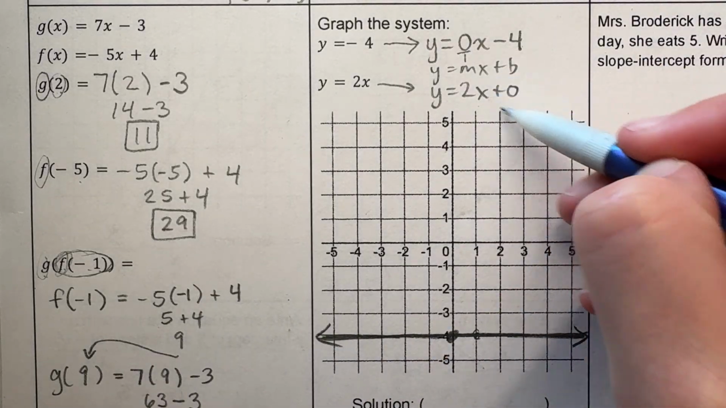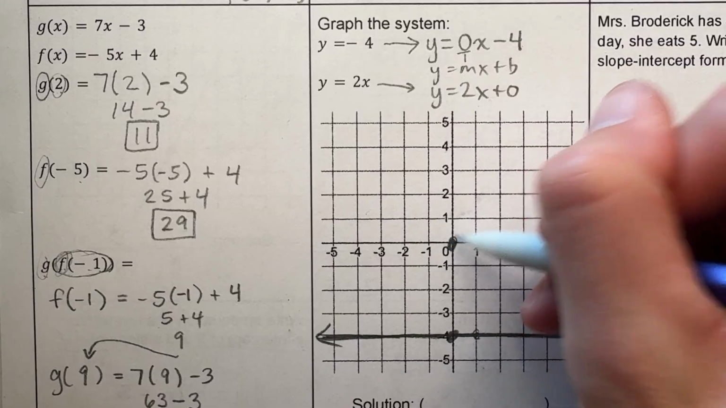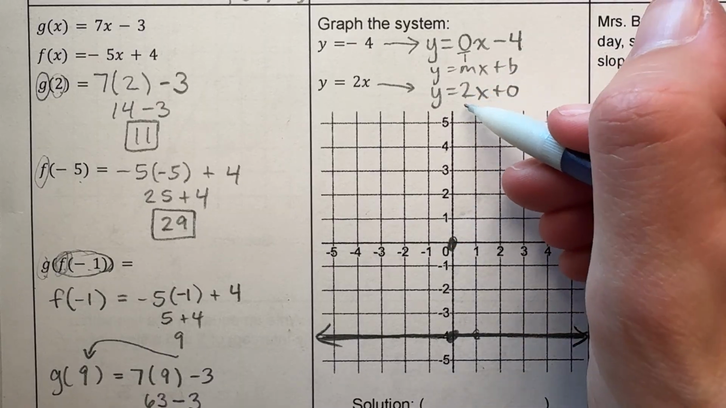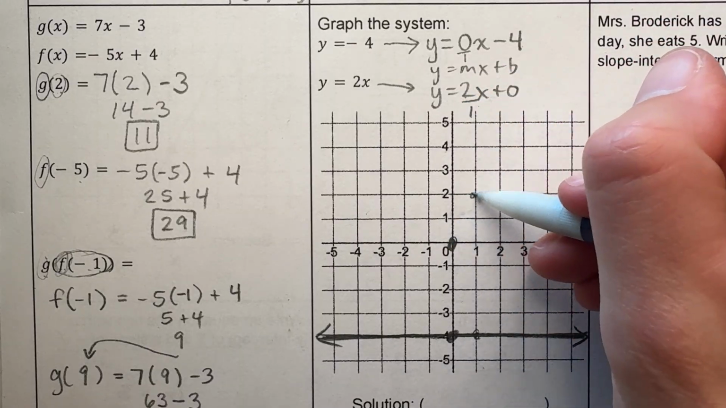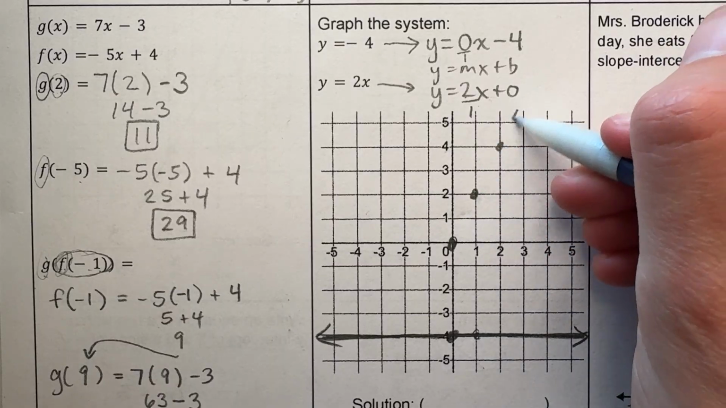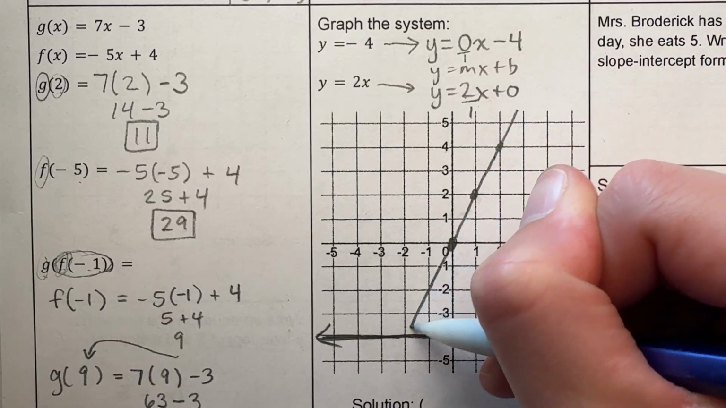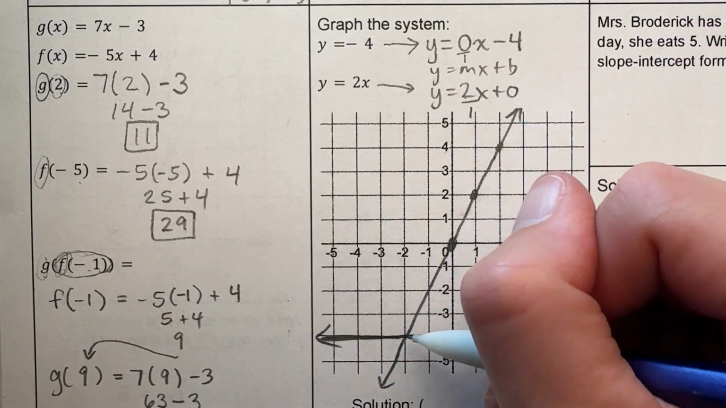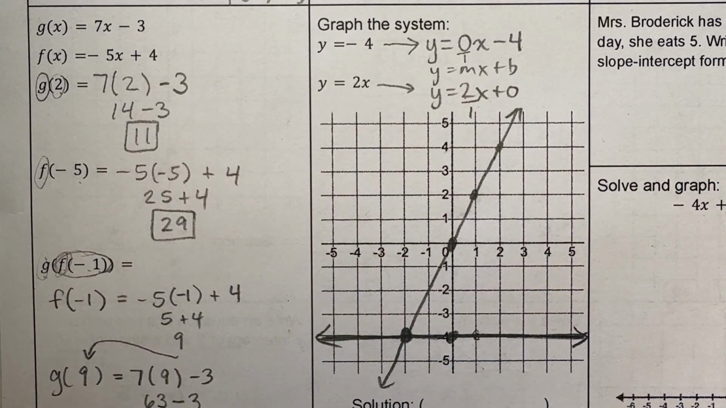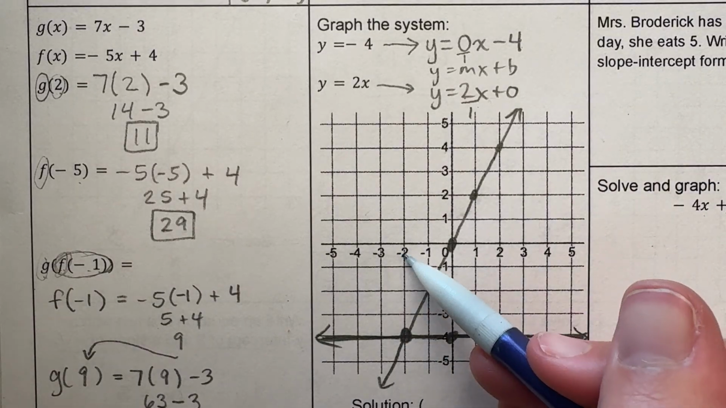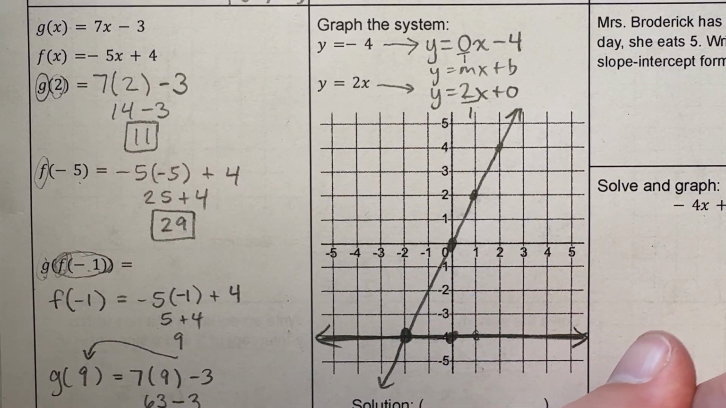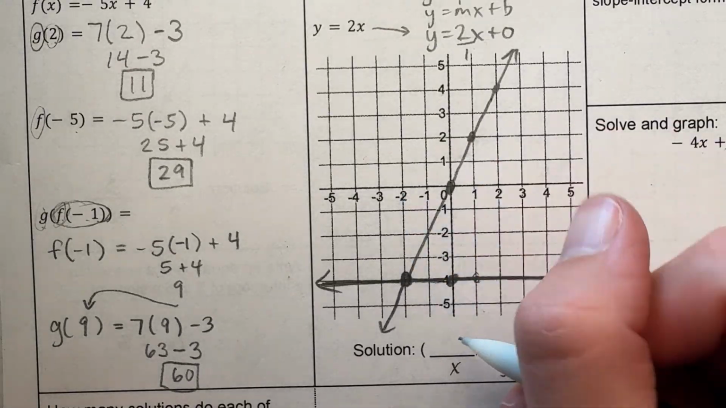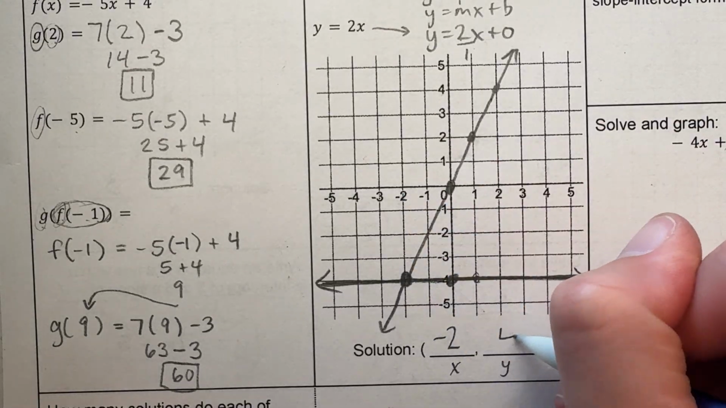This one has a y-intercept of 0. And this time, I have a slope of 2. 2 over 1. I'm going to rise 2, run 1. Okay, my line looks like this. My solution is right here. Let's see what that point is. It's always x, then y. Always x, comma y. So here, my x value is negative 2, and my y value is 4.